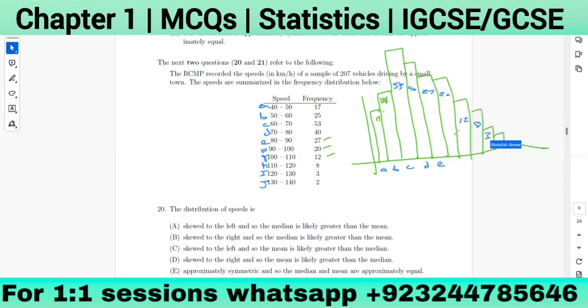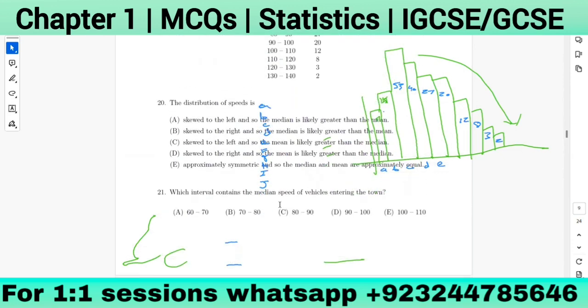So it's skewed to the right, and skewed to the right means the mean is greater than the median. Skew to the right, mean is likely to be greater than the median. Find the right answer: skew to the right, mean is greater than the median. D is the correct answer. Okay.